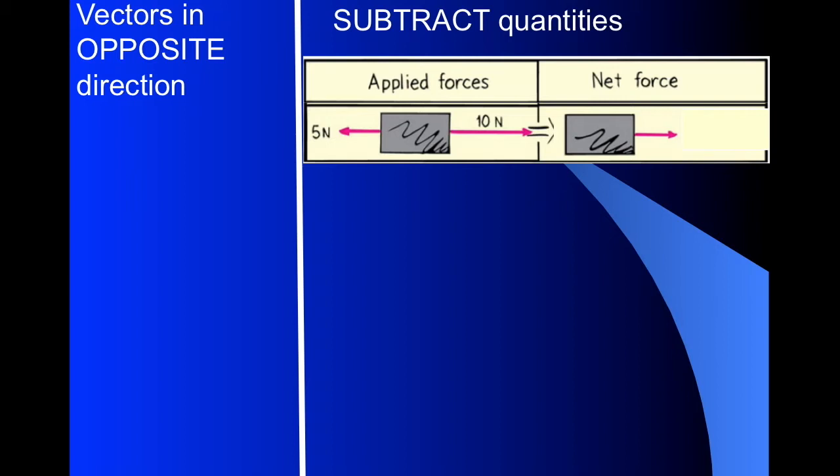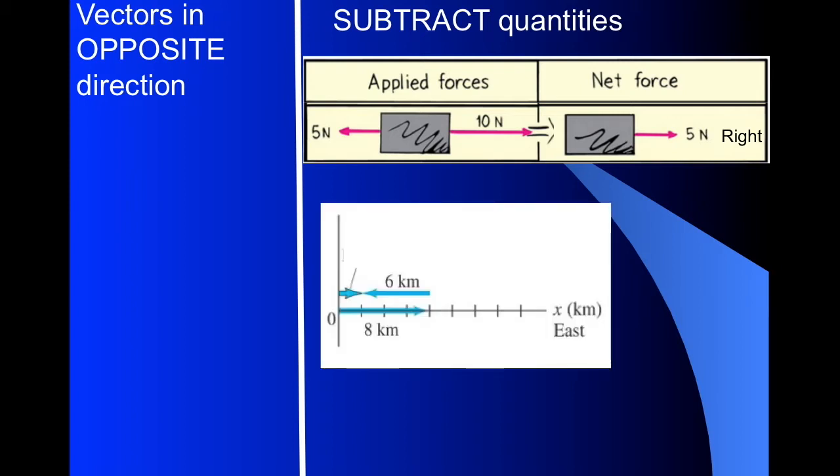So for example, if you have applied forces 10 newtons to the right, 5 newtons to the left, or in opposite directions, then your net force would be the subtraction of those two quantities. Therefore, your object would have a plus 5 newtons to the right. That would mean that this object would move to the right, 5 newtons.